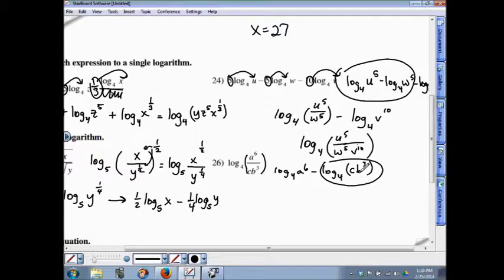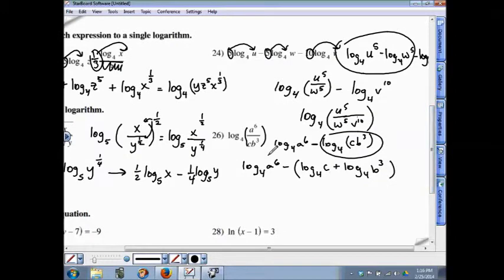Now we have to expand this product here, and keep in mind we're subtracting the entire expansion. So this is log base 4 of a to the 6 minus, now put the expansion in parentheses, log base 4 of c plus log base 4 of b to the 3rd. Two things we have to now do: move the exponents down to the front and distribute this minus sign right here. So this is 6 times log base 4 of a minus log base 4 of c minus 3 times the log base 4 of b.